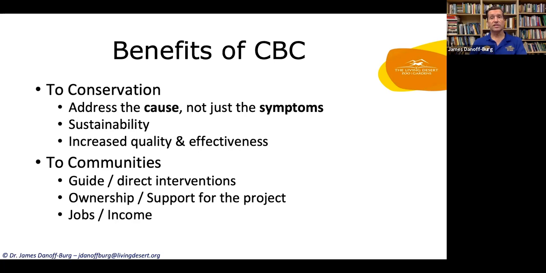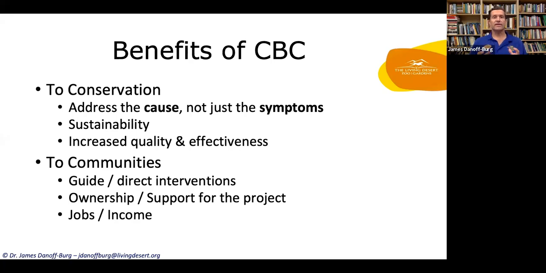In the case of the cheetah, population declines is the symptom. So releasing more cheetah into the environment would not solve the problem, right? To address the cause, the root cause, which is the conflict between the ranchers and the cheetah, that is the cause. That is really the goal of an effective conservation strategy.